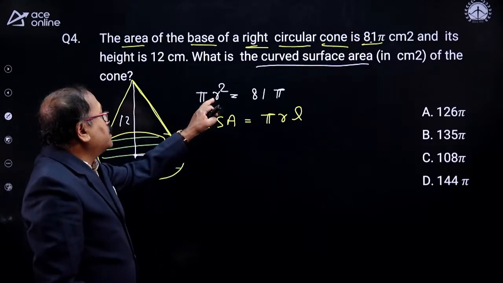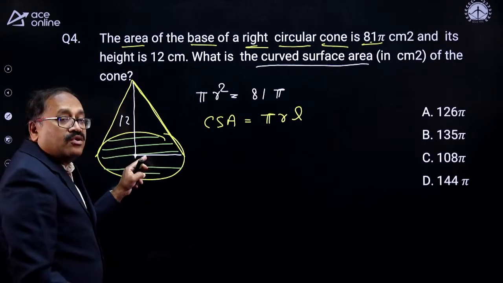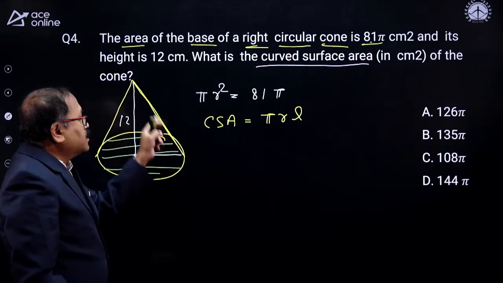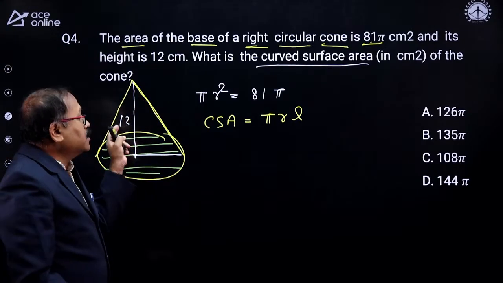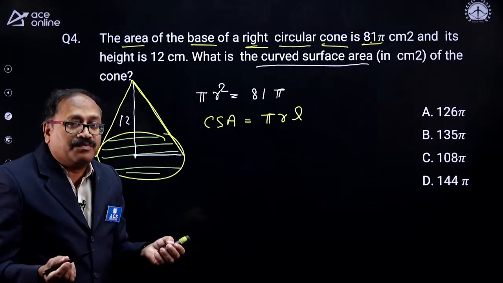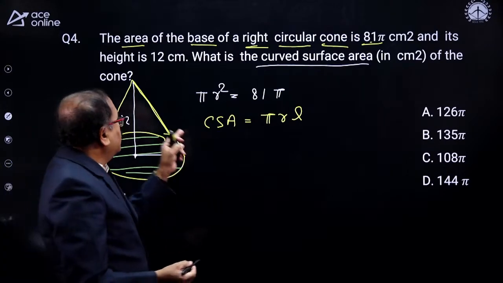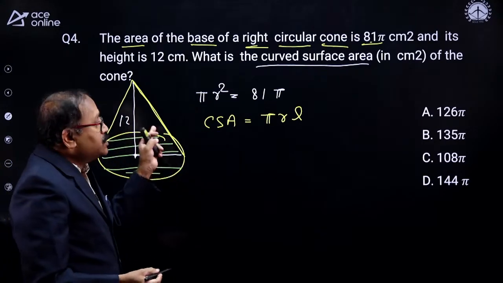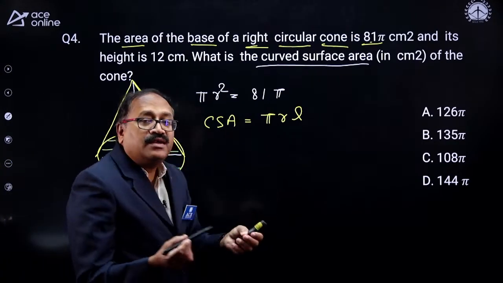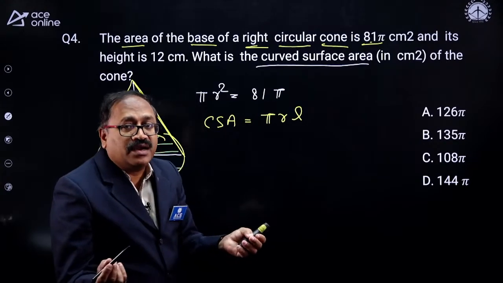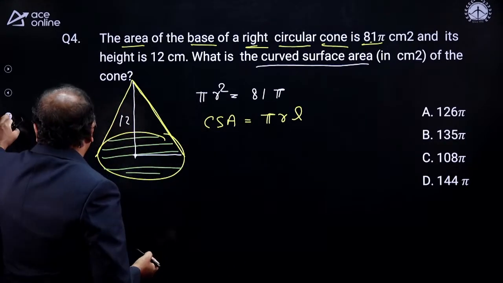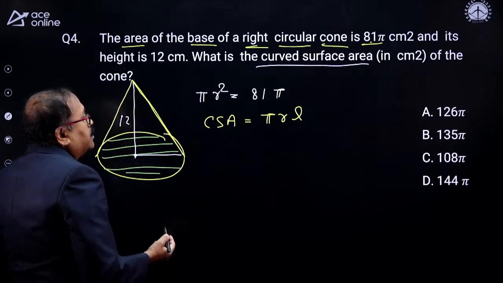Okay, from here we get the R, so you can place the R over here. It's a right angle triangle. In a right angle triangle, you know the Pythagoras numbers or triplets. So you can get the R, and once you get the R, you can get the L. Once you get the L, you can find out the curved surface area pi r L. Okay, Aman sir, let's do it together.